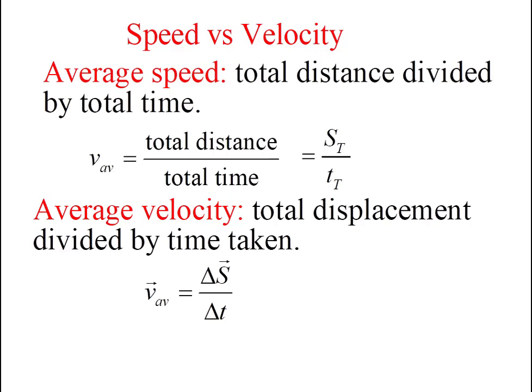And you have to make a distinction that v subscript av for the average speed has no arrow over it because the speed is a scalar. But v subscript av for the average velocity has an arrow over it because velocity is a vector.